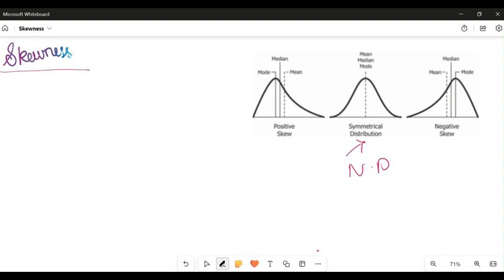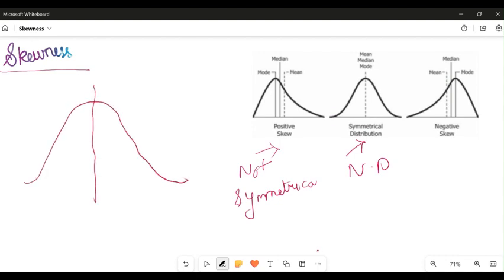Skewness indicates that the data is not symmetrical. In a symmetrical distribution, if I cut it in between, there will be around 50 percent of the data on this side and around 50 percent on this side. The distribution will be almost symmetrical, so both sides will be the same. But in a skewed distribution, if I cut it in between, the two sides will definitely not be the same. This data will not be symmetrical, which means it's not a normal distribution. Skewness is a measure of asymmetry of a probability distribution.